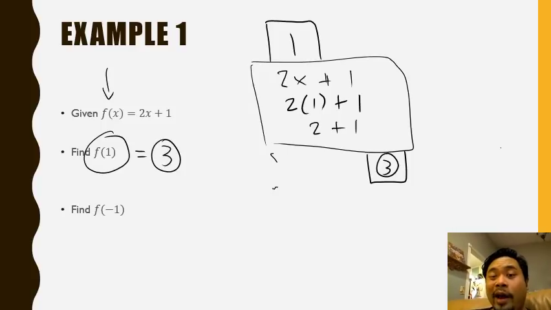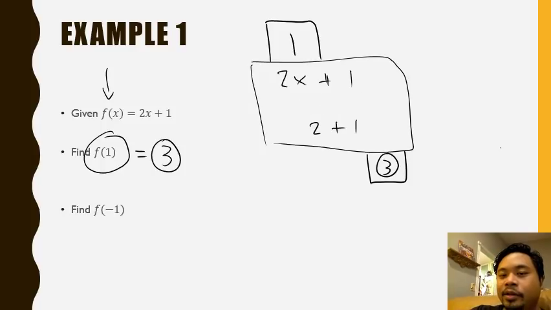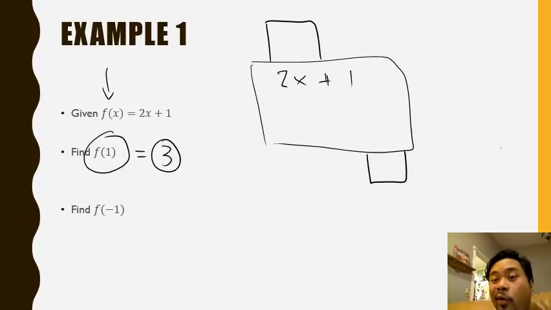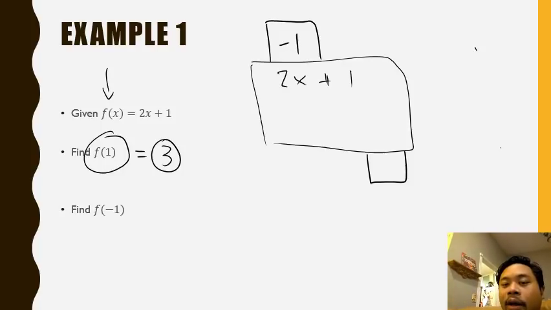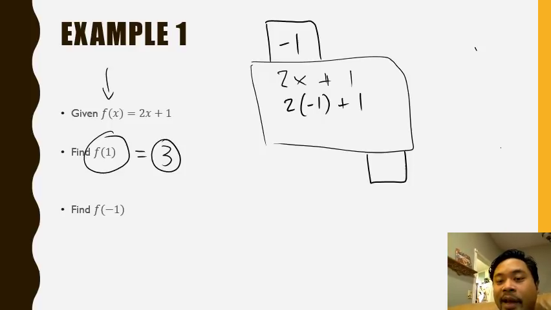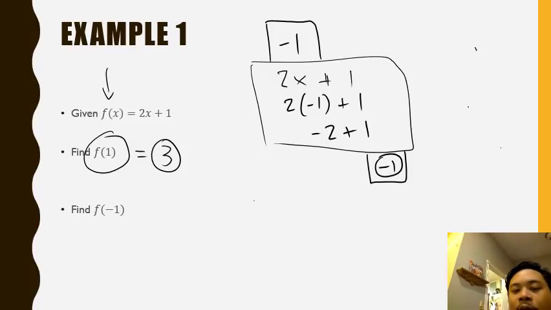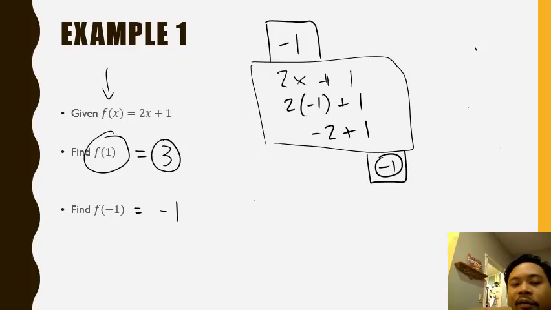F of negative 1 I can find in a much similar way, so the machine stays the same. It's still 2x plus 1 in the machine. The only difference here is that my input is going to be negative 1 instead of 1. When I input negative 1, the machine takes that into the x, and now all I have to do is make sure that I simplify. 2 times negative 1 gives me negative 2, plus 1, which gives me negative 1 as my output. So f of negative 1 is equal to negative 1.